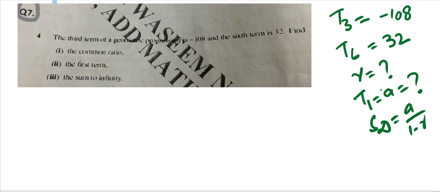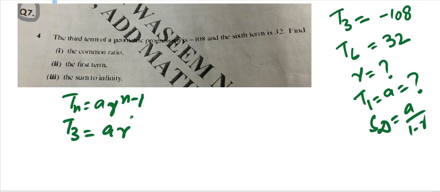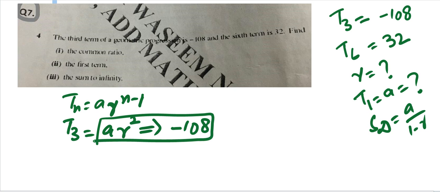The first thing is T3 is minus 108. So in a GP, for the third term T3, the formula we have is Tn equals a r raised to the power n minus 1. So T3 will become a r square, and according to the given condition, it is equal to minus 108. So our first equation is a r square equals minus 108. And the second thing, T6. T6 will be a r5, and T6 is 32. So 32 is a r5.